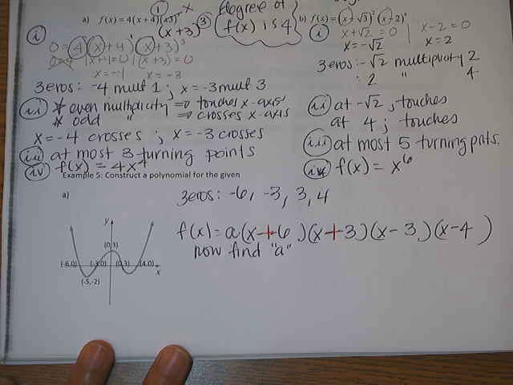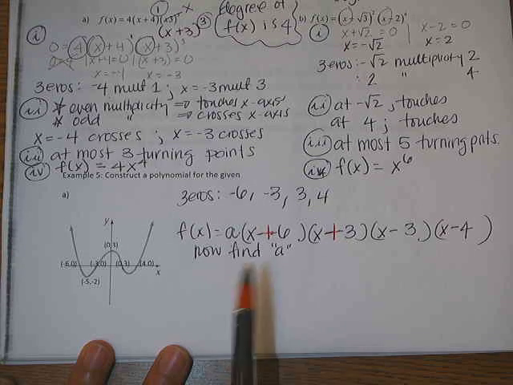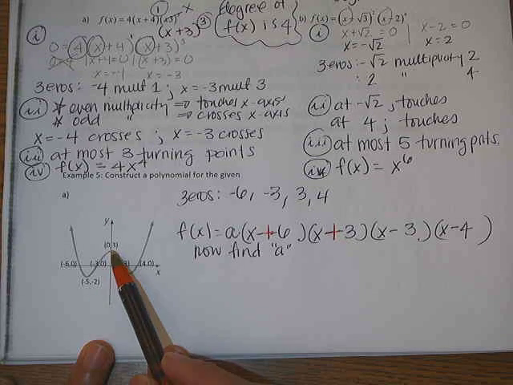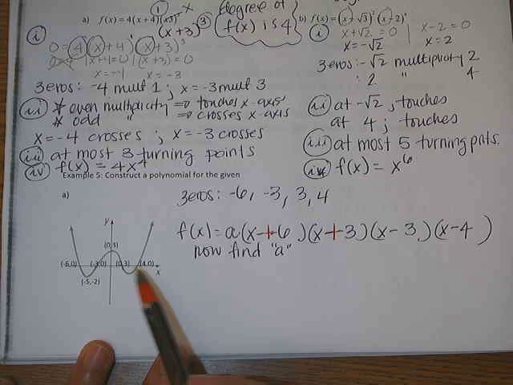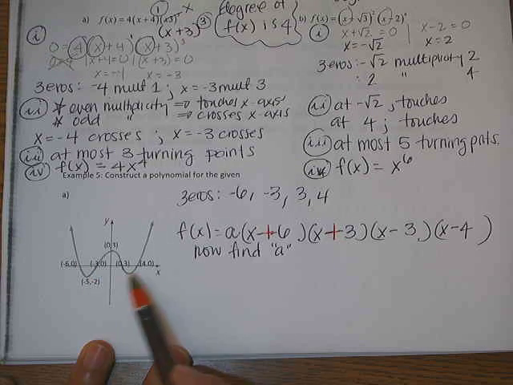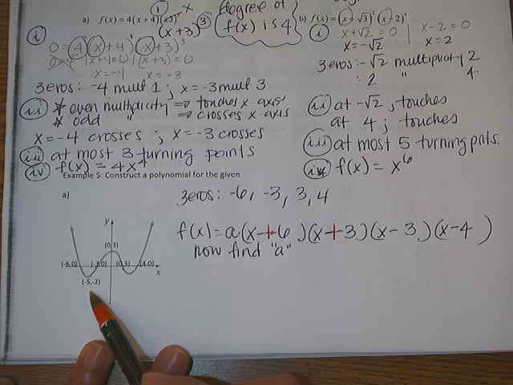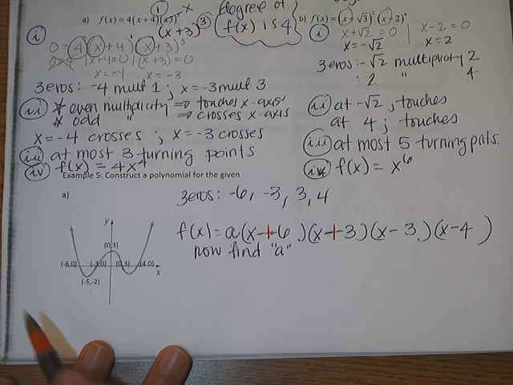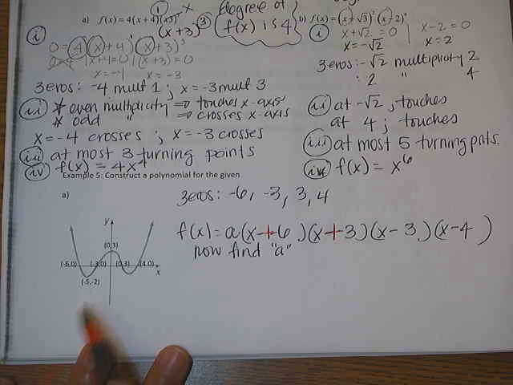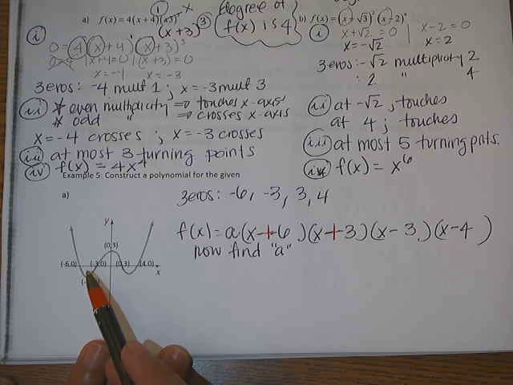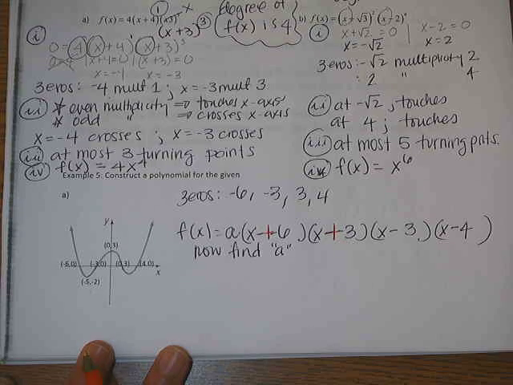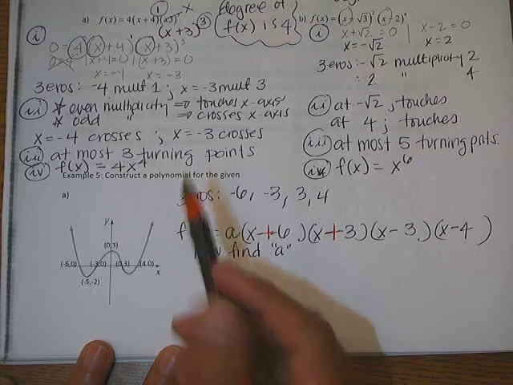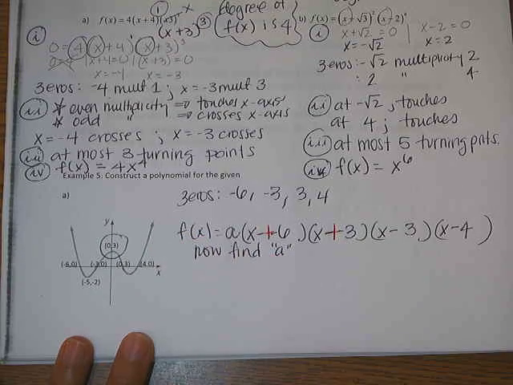Now, find A, okay? Once you find A, we would need to use another point that has not been used. So I can't use the zeros again, but I can use either this point or that point. It's up to you. You can decide whatever point you want to use. Now, keep in mind, I made up these points, so they might not be as accurate, okay? So now, what I want to use is the easy one, the one with a 0 in it, okay?